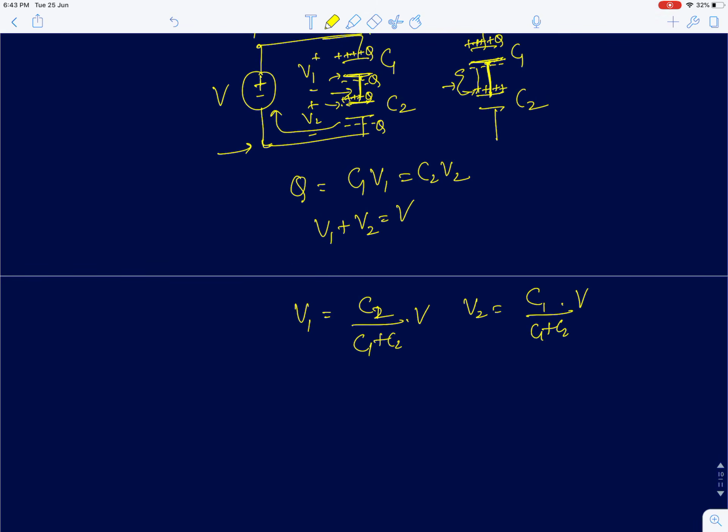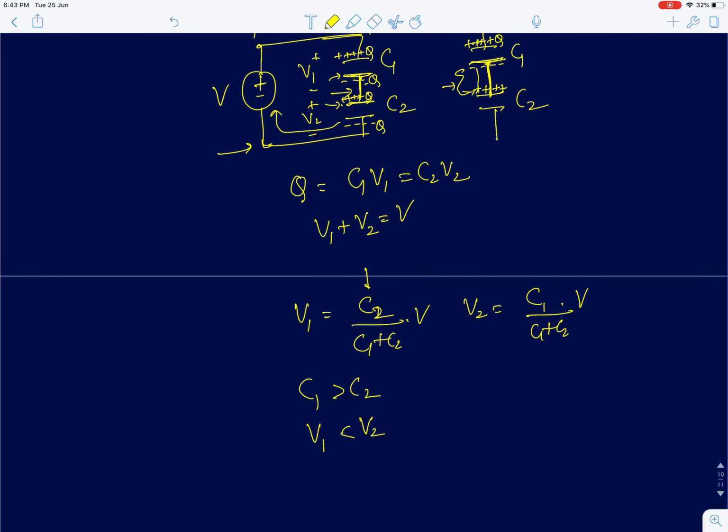So the larger capacitor will have a smaller voltage, and the smaller capacitor will have a larger voltage across it, because the charge has to be the same. That's what this result tells you. If C1 is greater than C2, then obviously V1 will be less than V2. V2 will be greater. So the larger capacitor will take the smaller voltage, and the smaller capacitor will take the larger voltage.